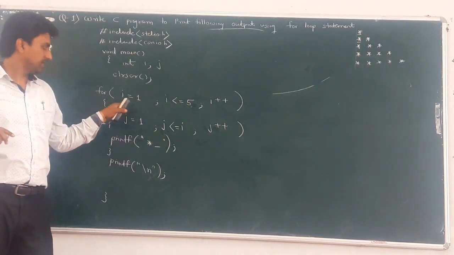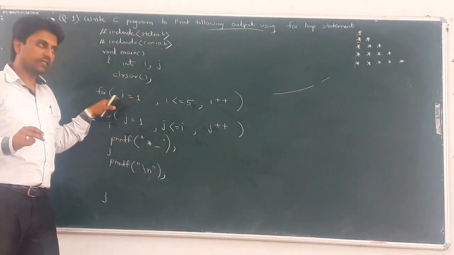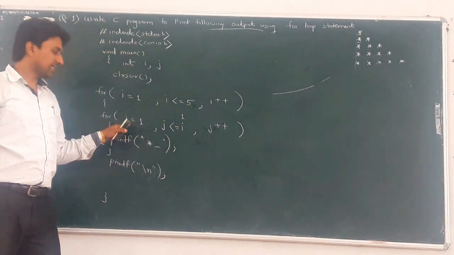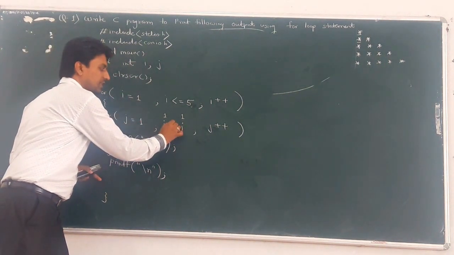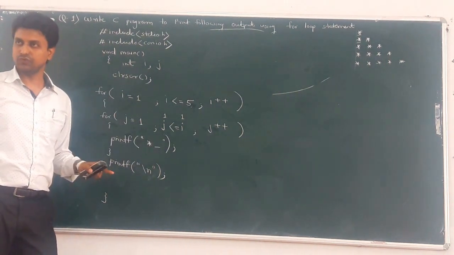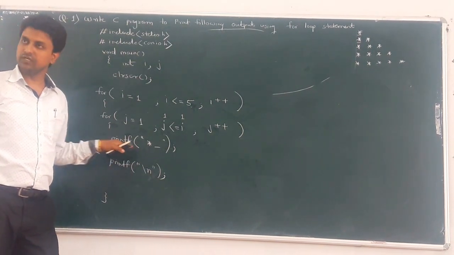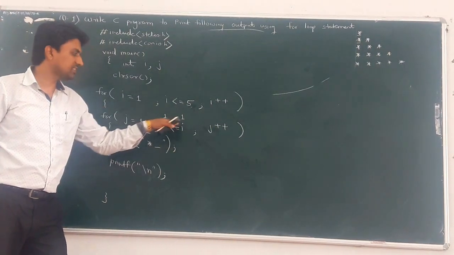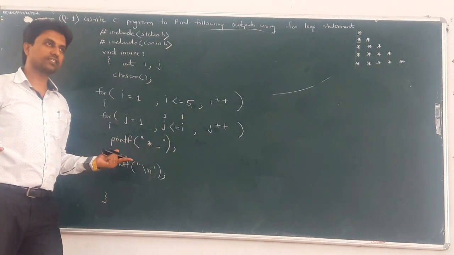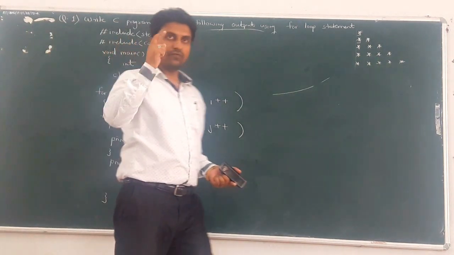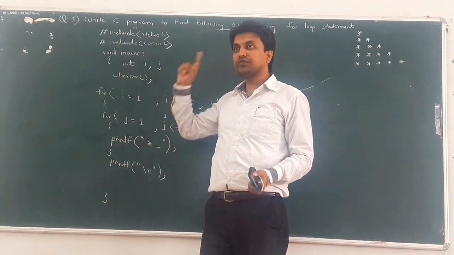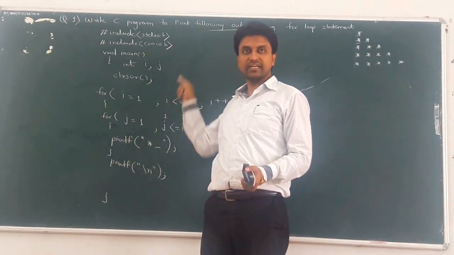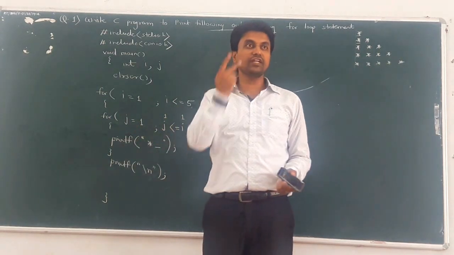For the first time, if the outer for loop executes first, what is the value of i? 1. For the first time, that time j also becomes 1. So 1 less than equal to 1, condition true. Okay. So entry to the inner for loop. After that j plus plus, it becomes 2. Now 2 less than equal to 1, condition false. That means when your outer for loop executes the first time, then the inner for loop executes only once. If the outer for loop executes the second time, then your inner for loop executes only 2 times.